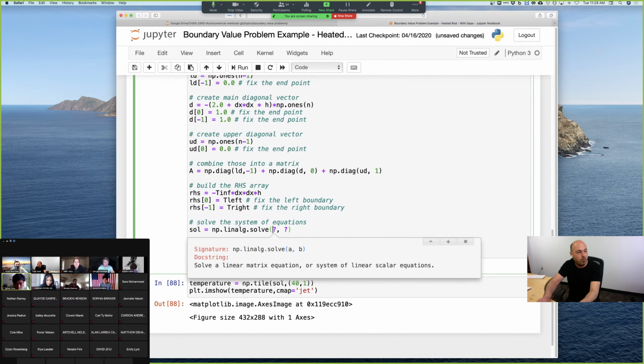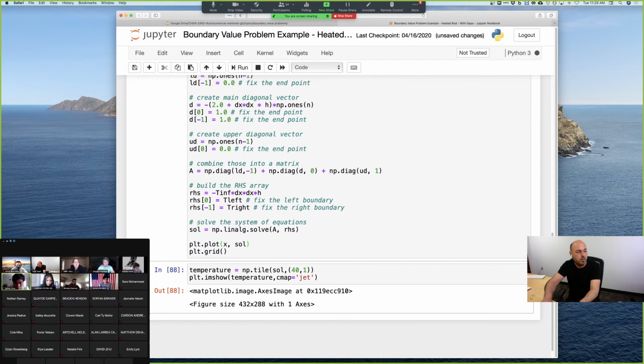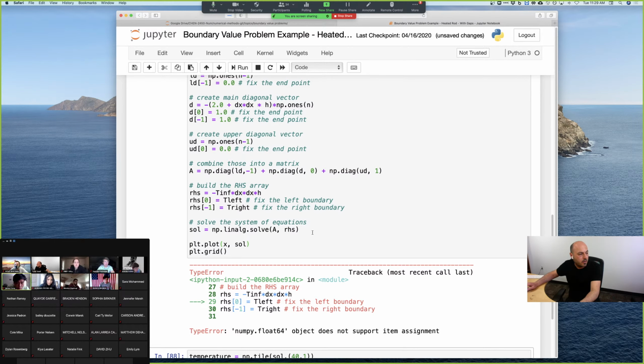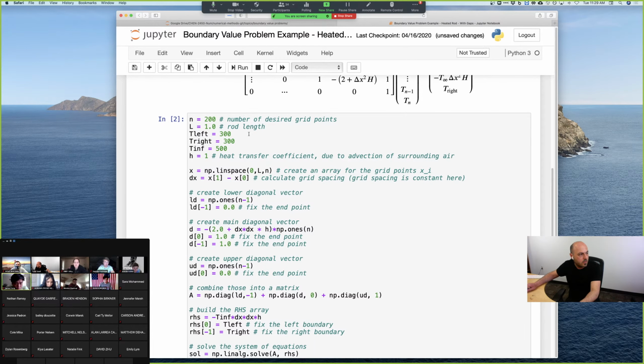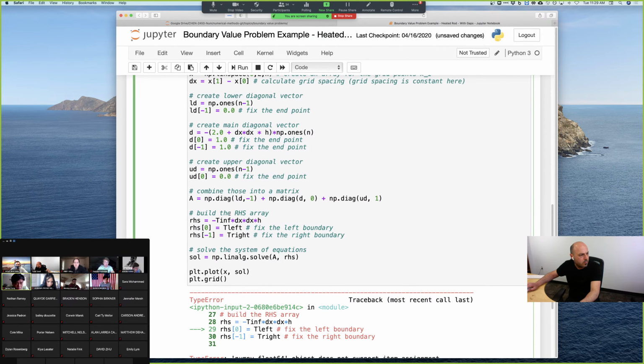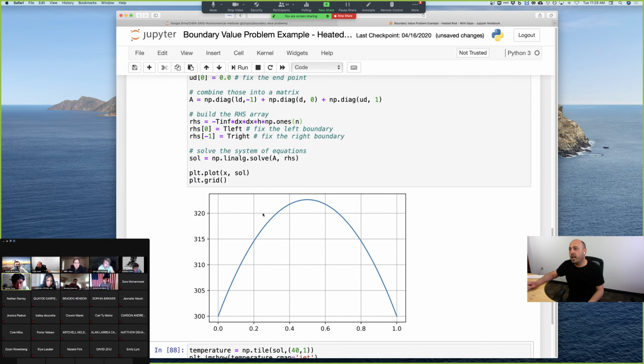Now solve the system of equations. linalg.solve, coefficient matrix A, and right-hand side, and then you plot. Okay? What are we going to be plotting? We're going to be plotting on the x-axis the x location, and the solution. Okay? If you run this, you're going to get an error. Fix the left boundary, RHS 0 is T left. Oops, I forgot to do an array here. That's np.ones of size n. Okay. Abby, you were right. Your intuition was right.